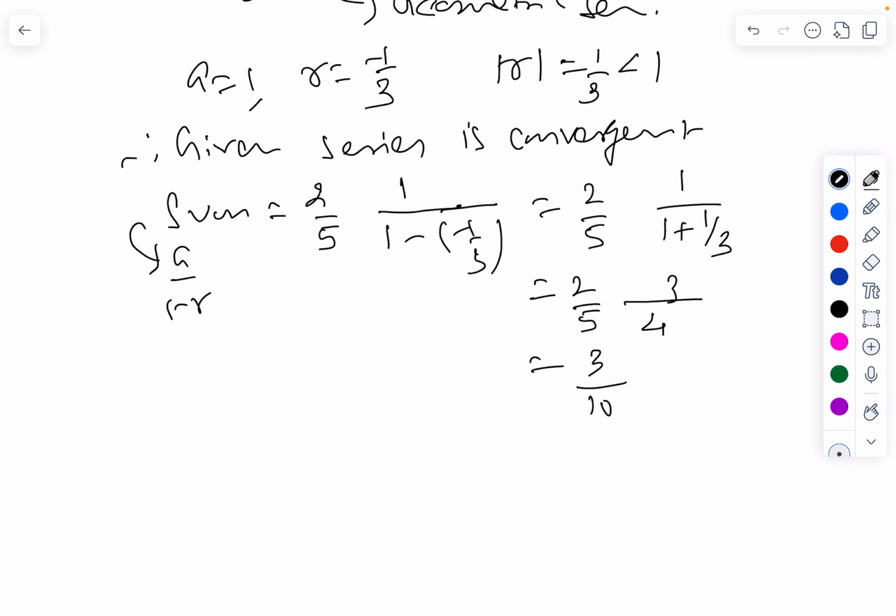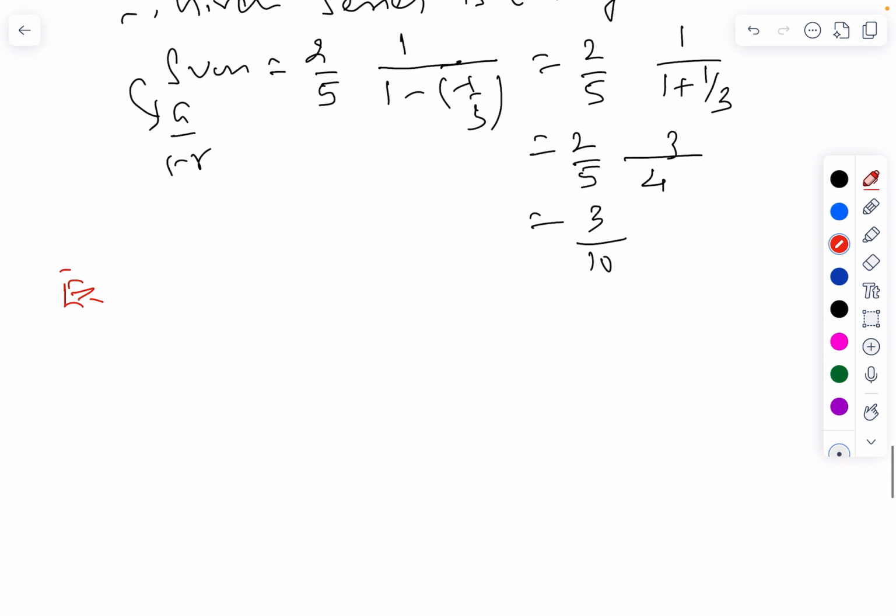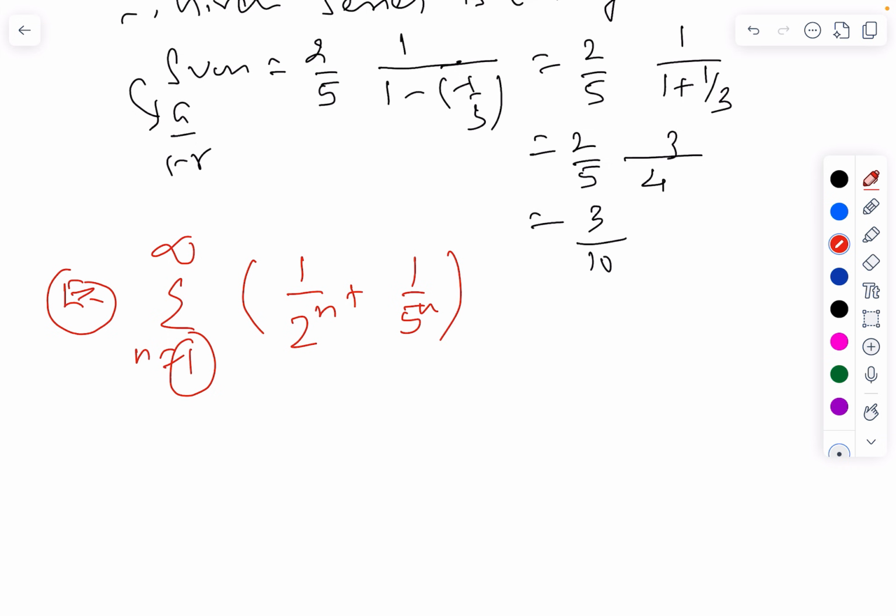We can have one more like this. Series n equal to 1 to infinity. See, in the exam also, here n begins from where? 1 or 0, kind of thing. Otherwise you will make a mistake. Okay. So 1 upon 2 power n plus 1 upon 5 power n. So here it begins from 1. That is the main part. Okay.